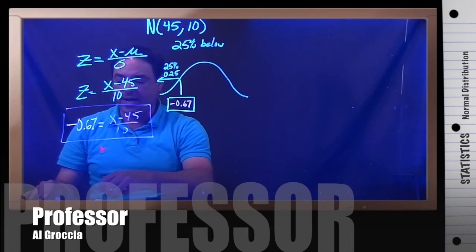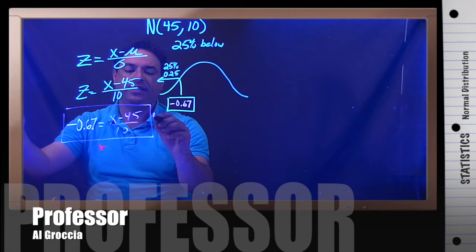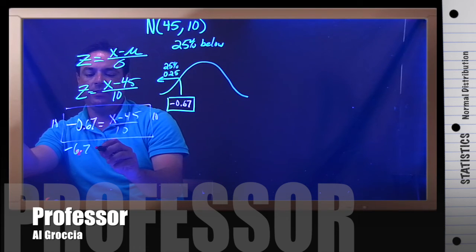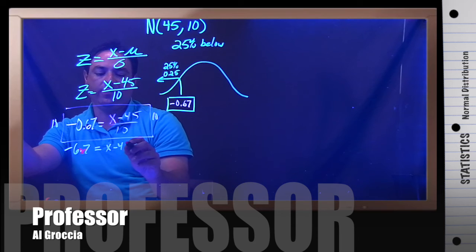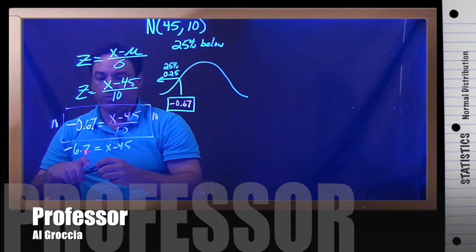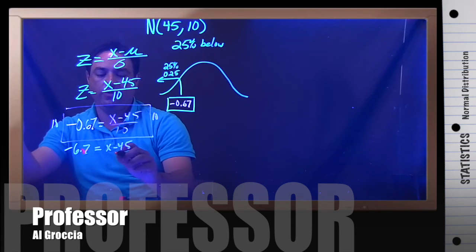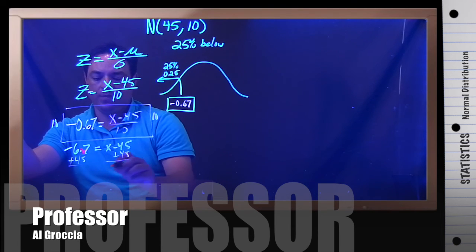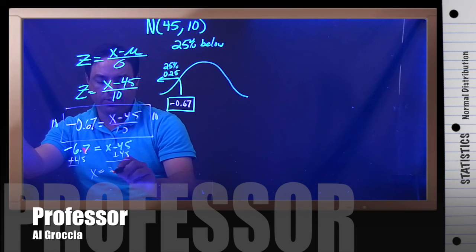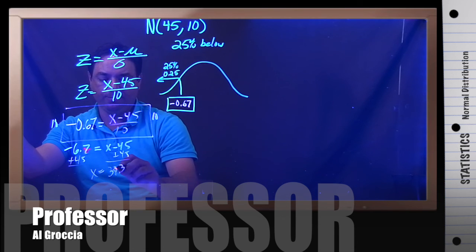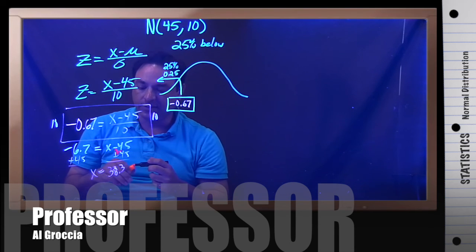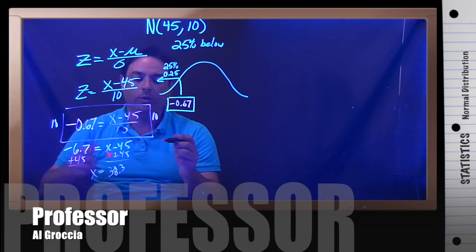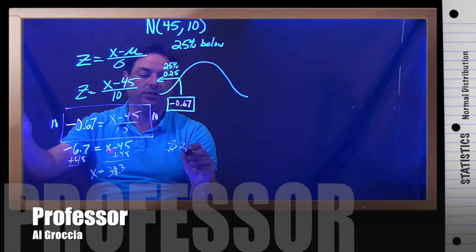To solve for x, we're going to multiply both sides by 10, which gives us negative 6.7 equals x minus 45. Then we're going to add 45 to both sides, and we get x equals 38.3. So, in a complete sentence, the dollar amount that has 25% of the observations falling below it would be $38.30.